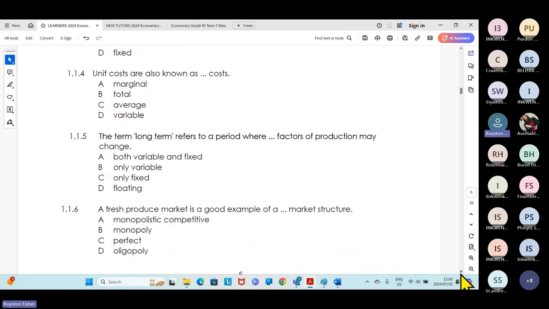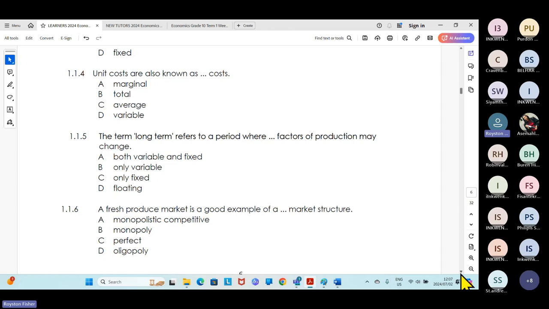Then 1.1.4. Unit costs are also known as cost. So is it marginal cost? Marginal cost is basically the additional cost that you incur. So that is no. Is it total cost? Total cost has to do with your fixed cost plus your variable cost, so that is not that. Average cost and then variable cost. So let's see what the answer is here.